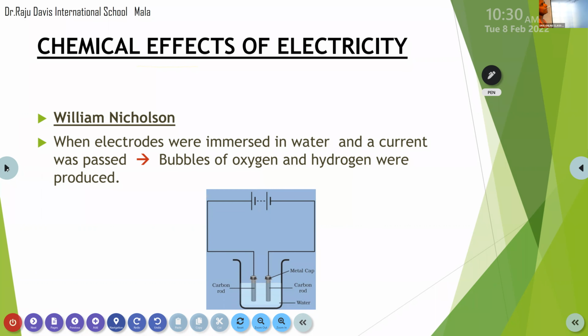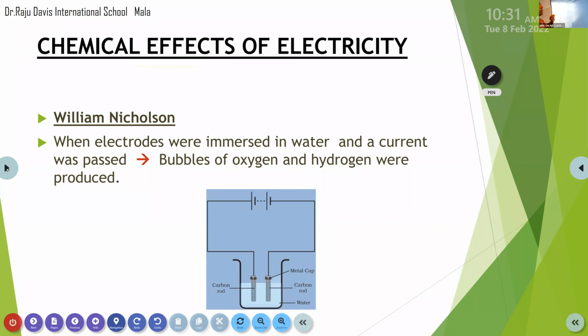What is meant by chemical change? So what will happen in the heating effect? The filament of the bulb is heated. What do we observe? The bulb glows. And when there is passage of electricity, the magnetic needle deflects. So that is the magnetic effect. So here it is the chemical effect.